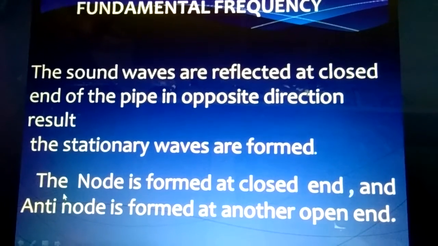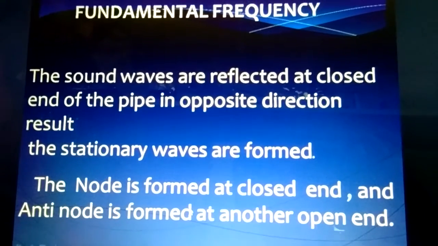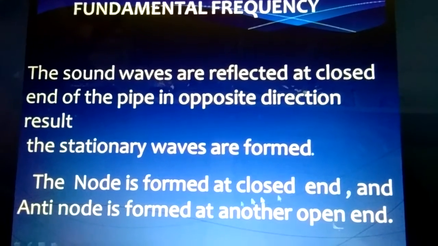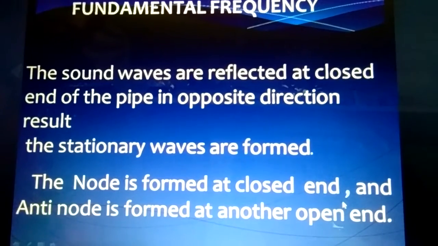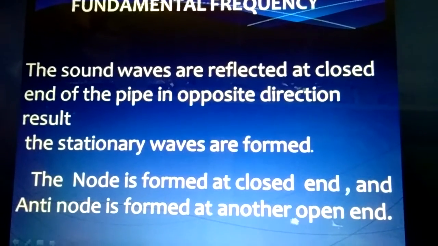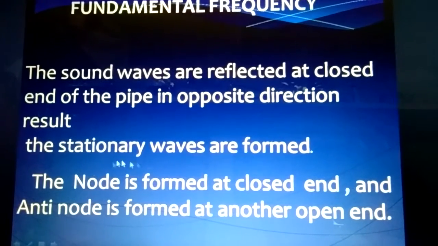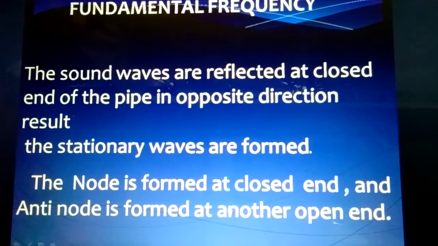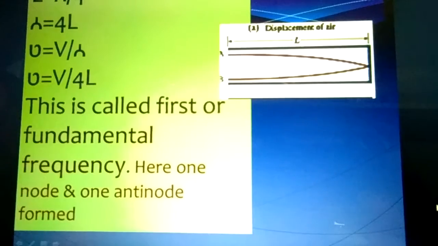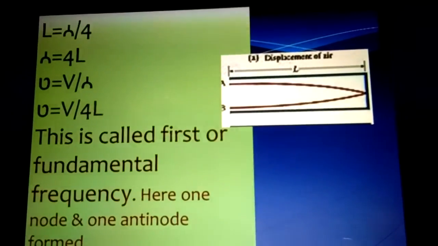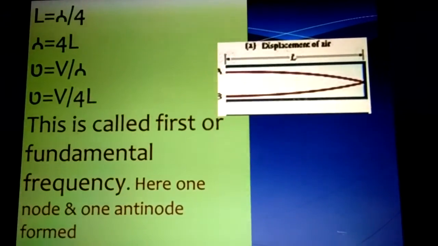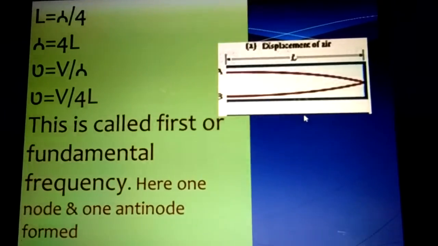Next, the node is formed at the closed end. The antinode is formed at the other, open end. So only at the open end is an antinode formed, and at the closed end a node is formed. Now we are going to find out the fundamental frequency, meaning the first frequency.